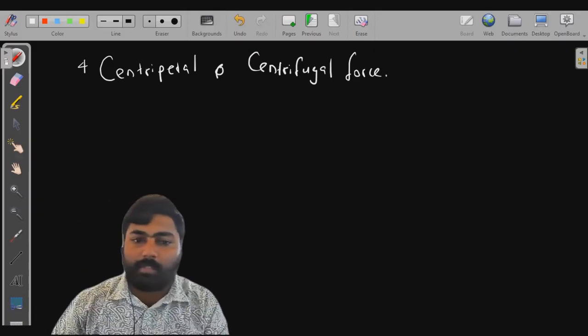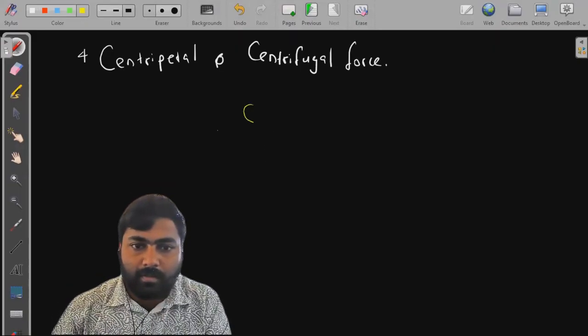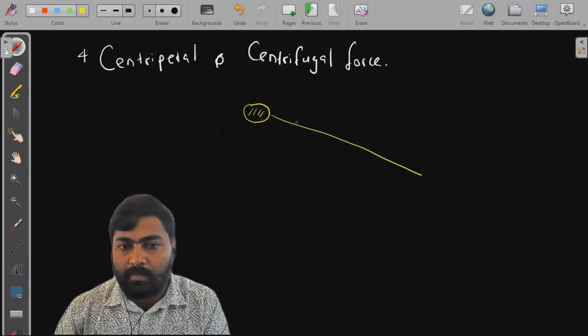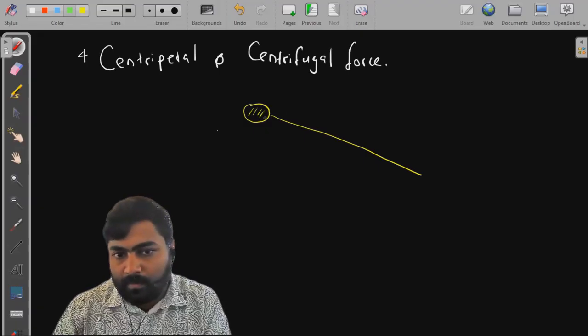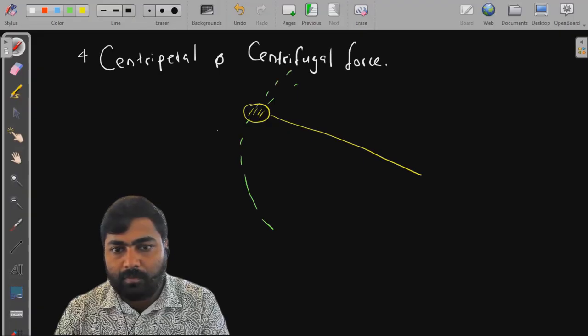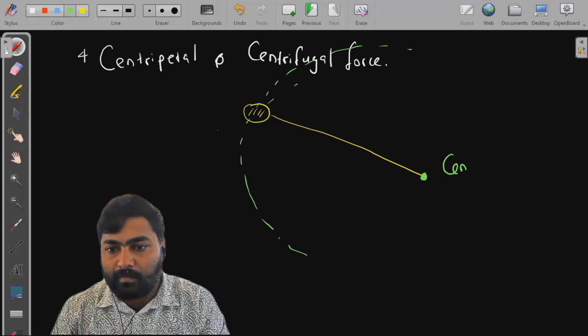Okay. Centripetal. It is like this thing. This object, and by using a string we rotate that part. When we rotate this string, this is moving in a circular path. Just like a circular path. This is the center.